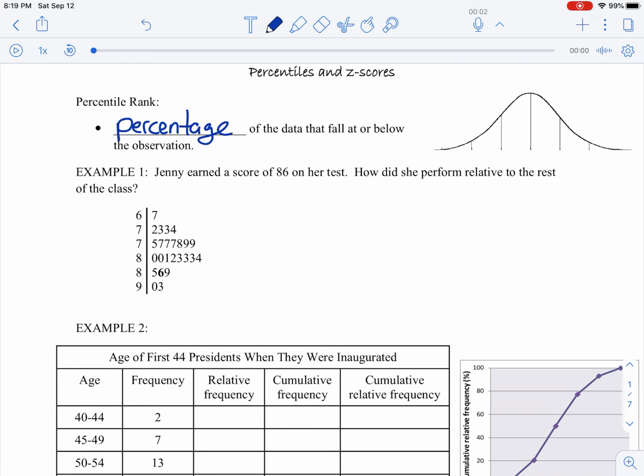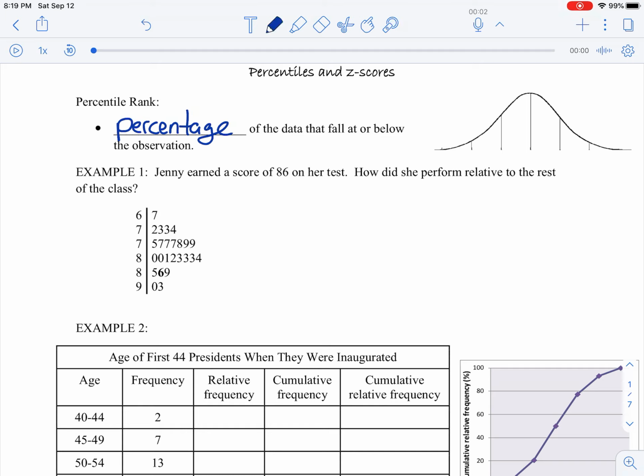So we see Jenny down here, her score of 86. That means we need to count how many we have here. 1, 2, 3, 4, 5, 6, 7, 8, 9, 10, 11, 12, 13, 14, 15, 16, 17, 18, 19, 20, 21, 22.